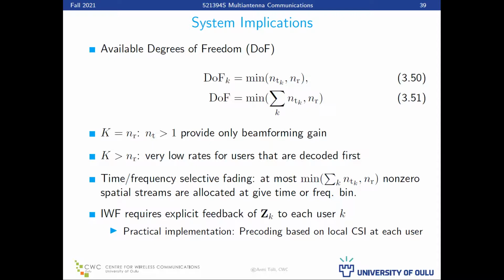And it works even better, and it's more practical, if the base station informs that, okay, this is the number of streams that you can transmit, right? So each user would then limit the rank of KX based on that rank command coming from the base station. Right?